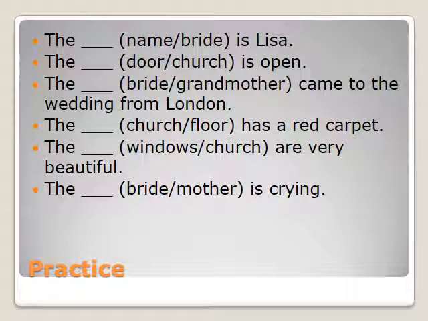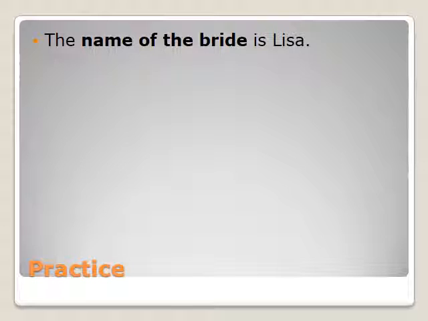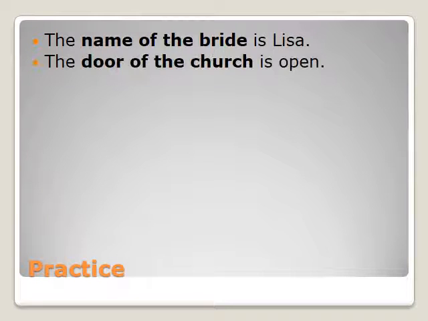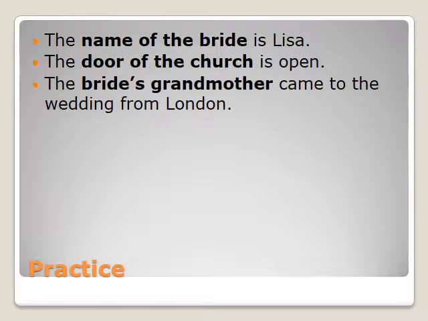Here's an example with non-living things. What you want to do is write the formal form of this. So again, if you want to go ahead and pause and do this, you can, and then we'll go over the answers. Okay, so the first one would be the name of the bride. This would be the formal way. We could also say the bride's name. The door of the church is open. Again, the formal way, but you could also say the church's door. The bride's grandmother came to the wedding from London.